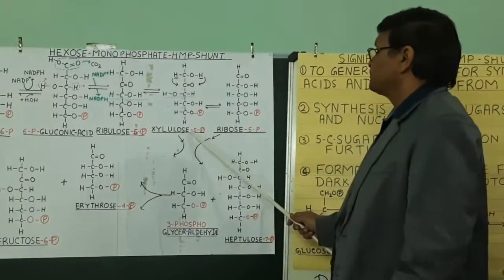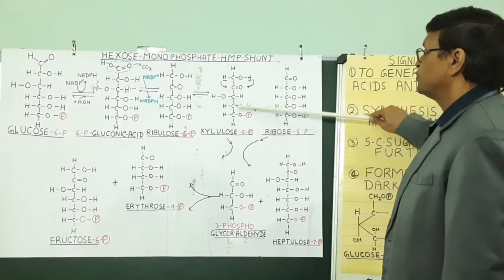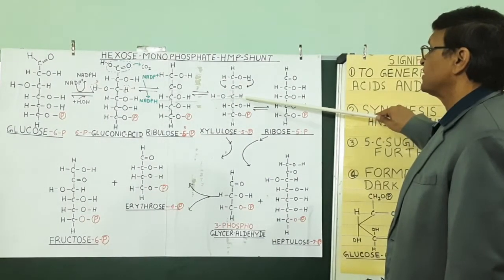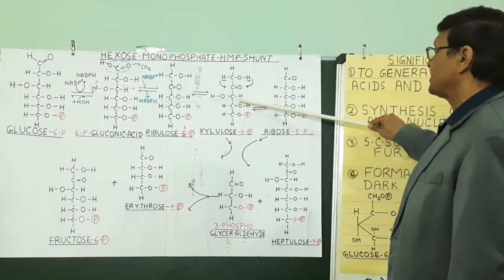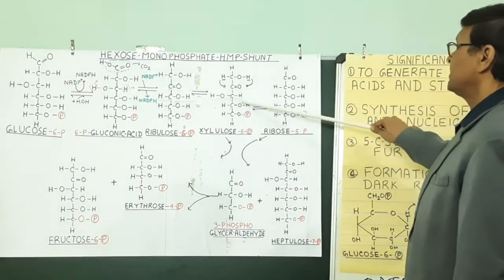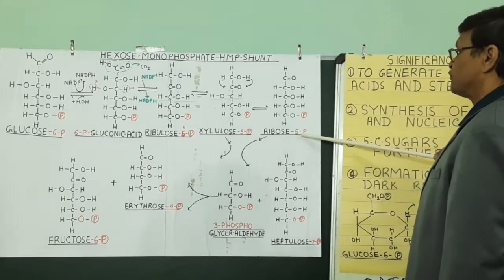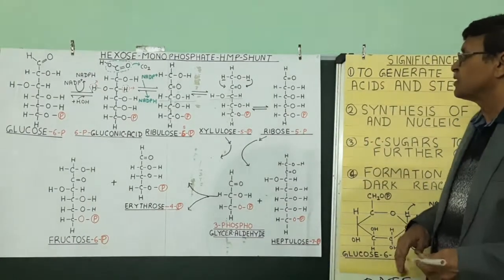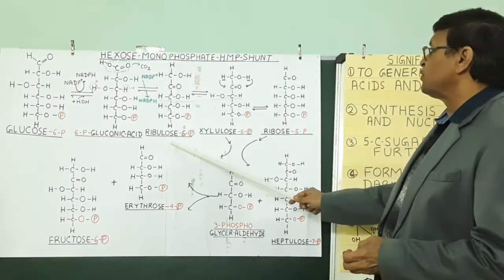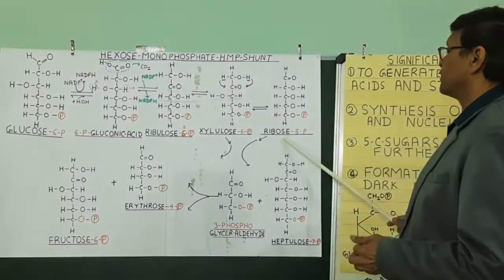So this was ribulose 5-phosphate. At this level, at carbon number 3, you can see hydrogen is located on this side and OH on this side. So there is isomerization, and H comes to this side and OH to this side. It forms ribose 5-phosphate. Then, so ribulose, xylulose, and then ribose phosphate.